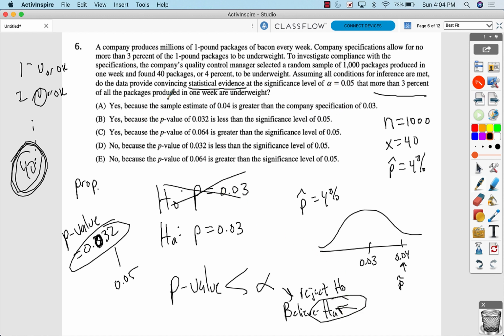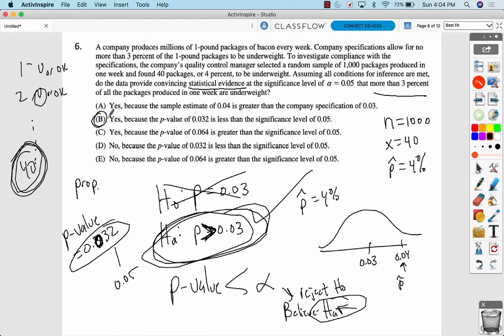Okay, is there evidence of a difference? Here's the evidence. Does the data provide convincing evidence that it's more than 3%? Well, I believe this. That should be a more than, not an equal. Do I believe this? Yes, I believe that. Okay, well, why do I believe that? Because the p-value was less than 5%. Is there evidence of a difference? Yes, there's evidence of a difference because I believe this. Or do we have evidence that it's more than? Yes, because it's more than.